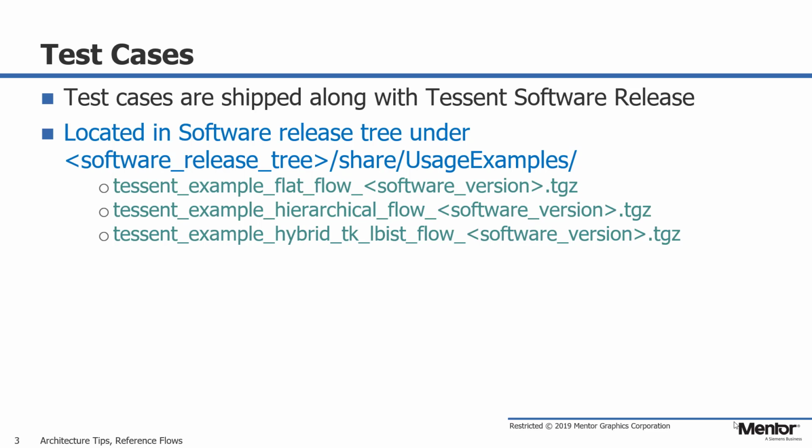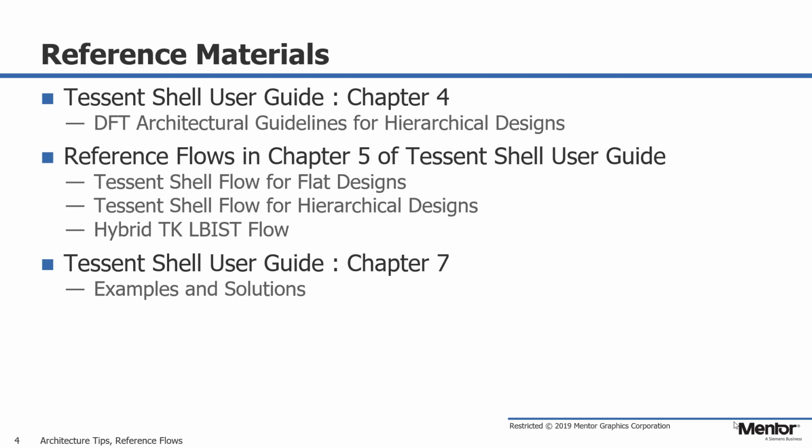The Tessent example hierarchical flow test case shows how DFT can be implemented hierarchically and also includes hierarchical ATPG, pattern retargeting, and merging. The Tessent example hybrid TK-LBIST flow test case shows how to implement hybrid TestKompress and logic BIST. The Tessent Shell User Guide has lots of reference materials. There are architectural guidelines for hierarchical designs. There are reference flows described in the Tessent Shell User Guide for the flat and hierarchical flows, including hybrid TK-LBIST flows. Also, there are other examples and solutions described in a separate chapter.